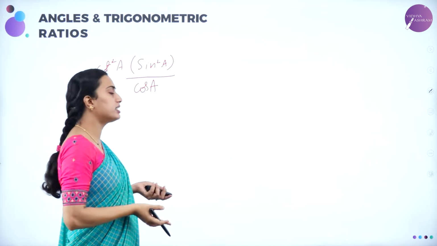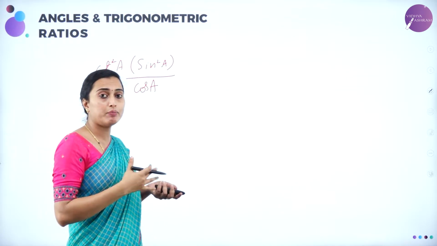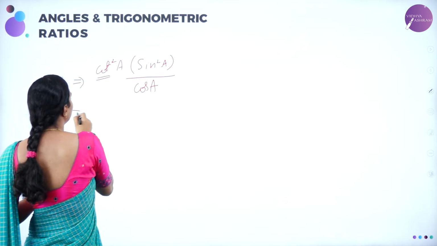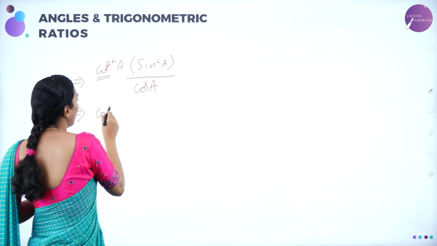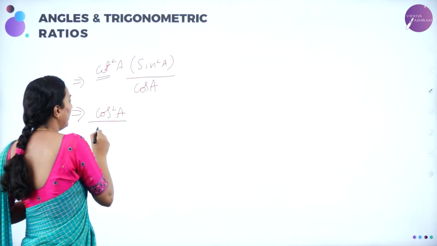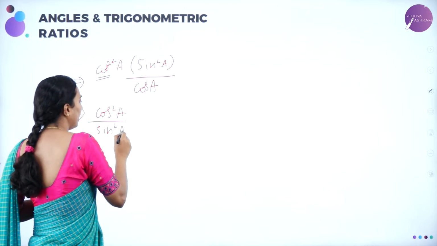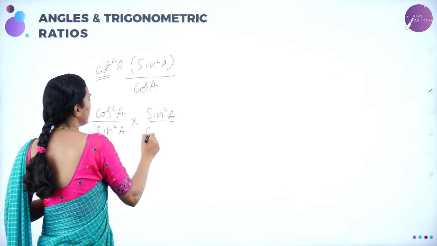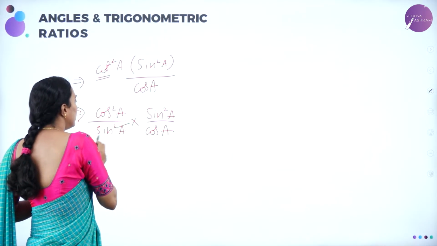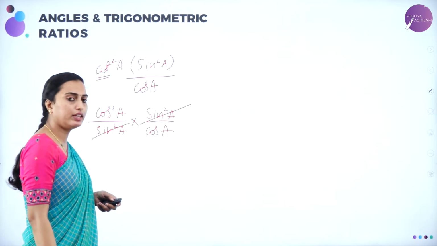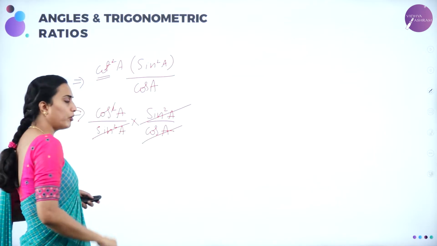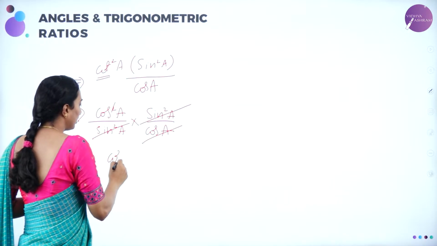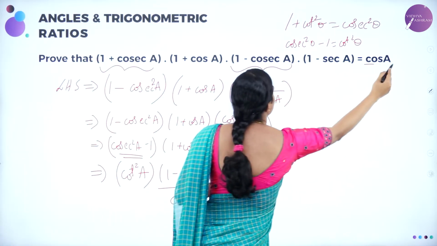Otherwise cot squared A is sin squared A by cos squared A by sin squared A. Let me write this cot squared A as like that. Cot squared A is nothing but cos squared A, cos by sin, cos squared A divided by sin squared A into here sin squared A divided by cos A. Now here sin squared A will get cancelled. Cos A, one term of cos A will get cancelled. Remaining in the numerator only cos A, which is your RHS. Right?